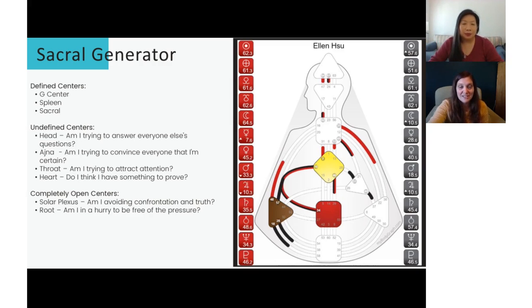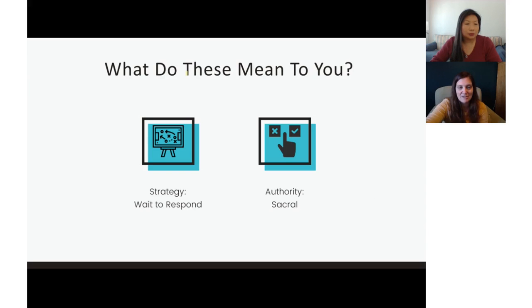Mm-hmm. Yeah, that really sounds to me like it's that undefined root making you want to be free of that pressure, right? Okay. So when you think about that decision and you think about your strategy to wait to respond and your authority of sacral, how might that look for this decision that you have to make now of what to do next for work?